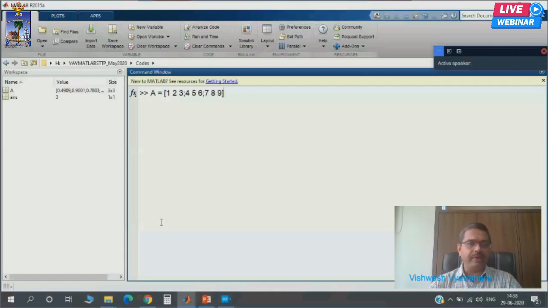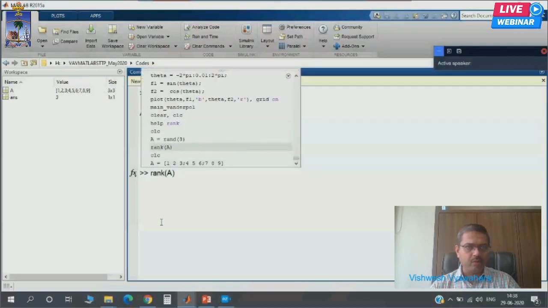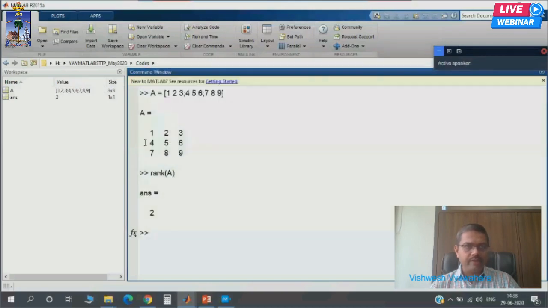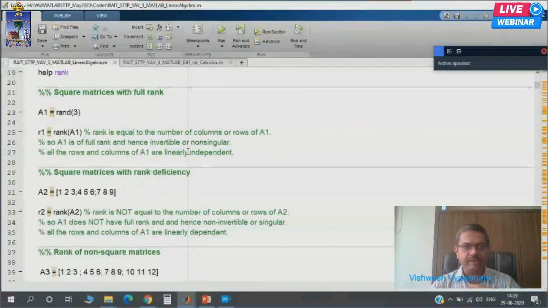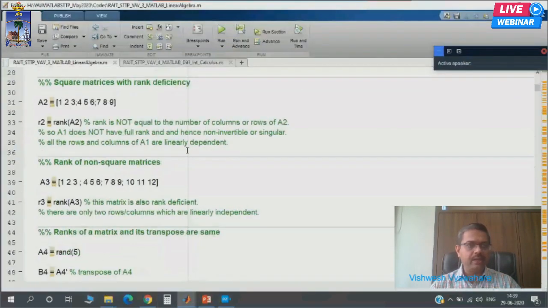It means that all the 3 rows are not linearly independent. That is, the middle row is the top row plus the bottom row divided by 2. So 4 is equal to (1 plus 7) by 2, 5 is equal to (2 plus 8) by 2, and the same with the third column. So this is not a full rank matrix, and this is a rank deficient matrix. How easy it is to calculate the rank of a matrix.